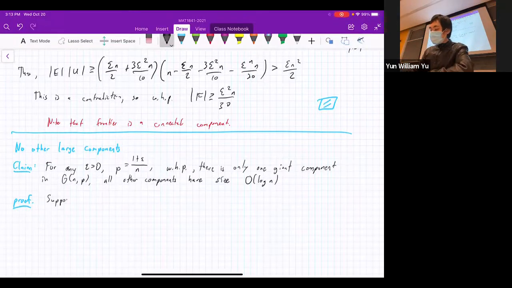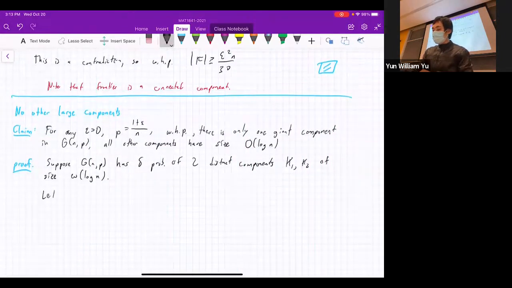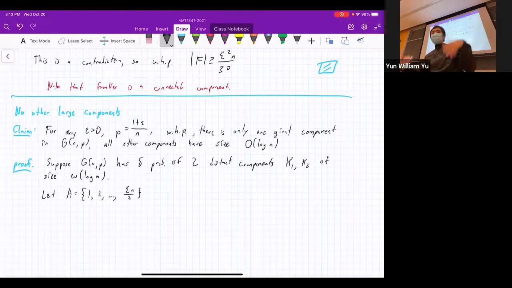So let's suppose that it has a non-trivial probability. Suppose G(n,p) has a delta probability of having two distinct components, let's call them K1 and K2, of size omega of log n, so bigger than log n. And we're going to let A be the set of nodes from 1 through epsilon n over 2. So this is some arbitrary set of size epsilon n over 2.